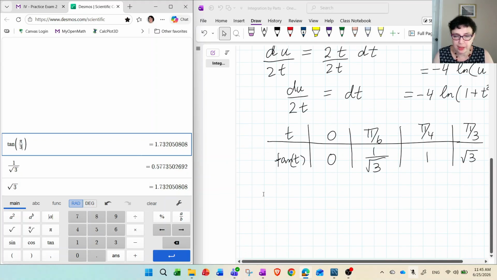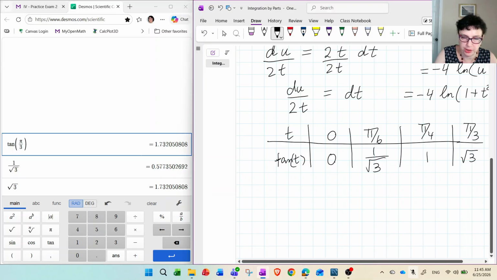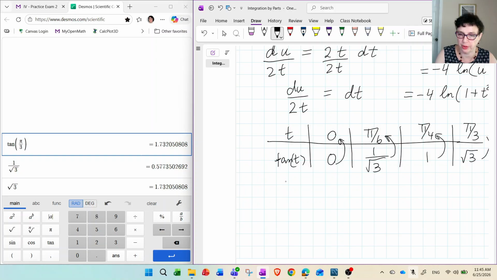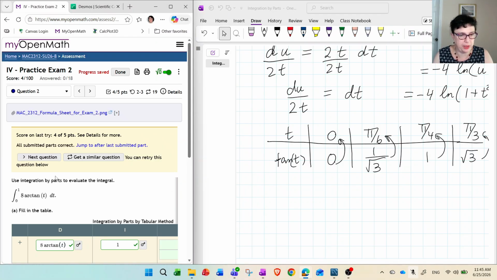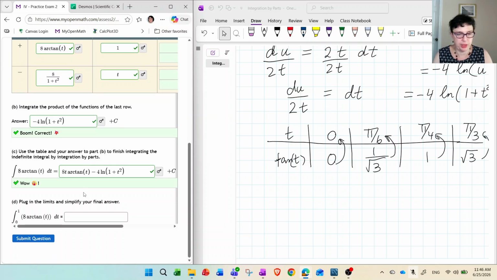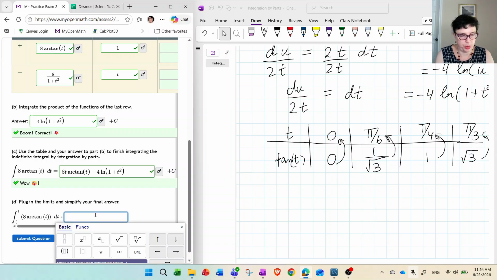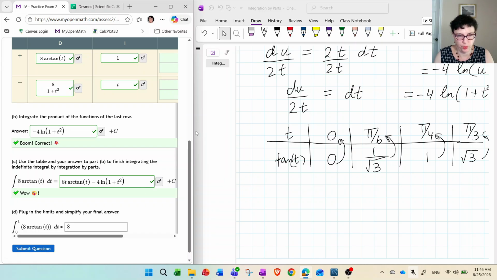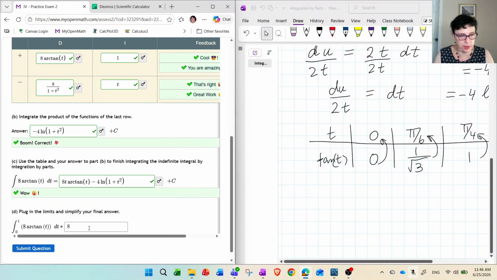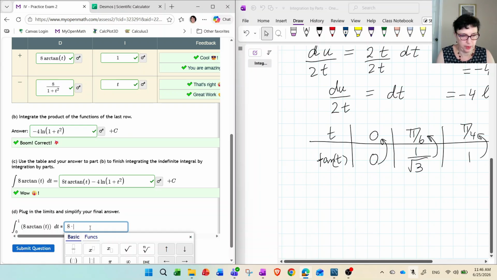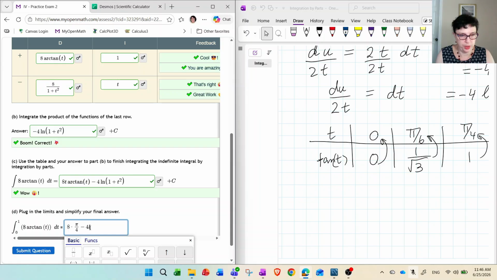So arctangent of 0 is 0. You just switch and kind of go back. Arctangent of 1 over square root of 3 is pi over 6. Arctangent of 1 is pi over 4, like that. Okay, and so on. So for me here, when I start substituting, I'm going to substitute 1, and arctangent of 1 is pi over 4. So this is going to be 8 times 1, which is just pi over 4, right? Minus 4 natural log, and here we have 1 plus t squared. Well, 1 plus 1 is 2.